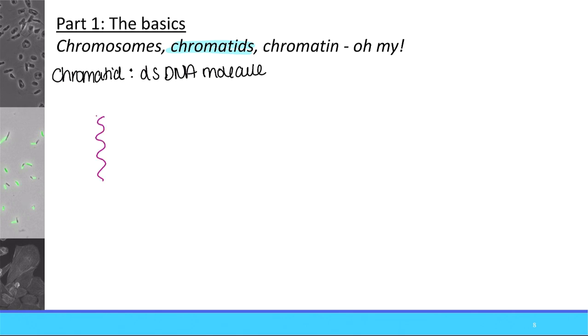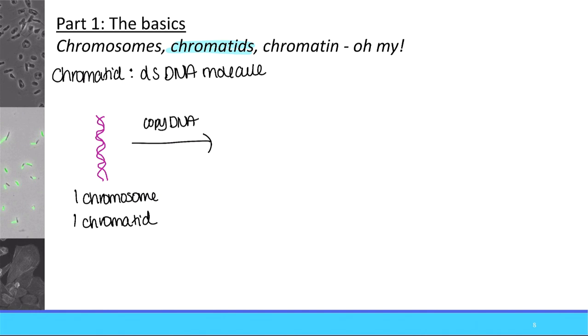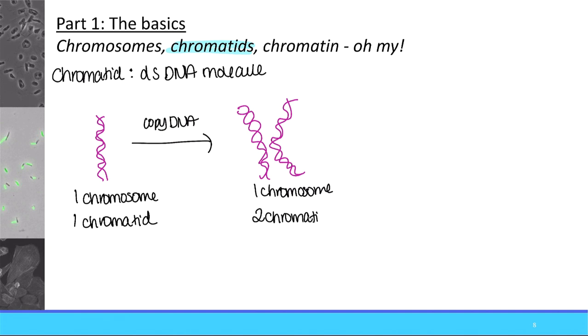Let's draw one double-stranded DNA molecule, and you all will see me really struggle drawing double-stranded DNA molecules. We have one chromosome, and we can also say that we have one chromatid, because chromosomes are made up of chromatin, which is a double-stranded DNA molecule wrapped around protein. So we can say one chromosome, one chromatid. And when we copy the DNA, and we'll have a whole lecture on how we do that, we then end up with one chromosome that is still connected, and the copies are identical. So this is still one chromosome because this is identical, and we have two chromatids.